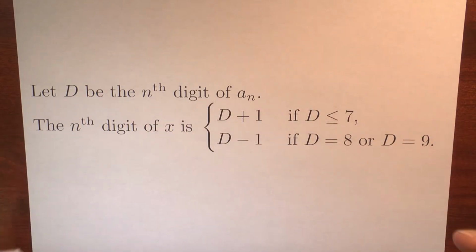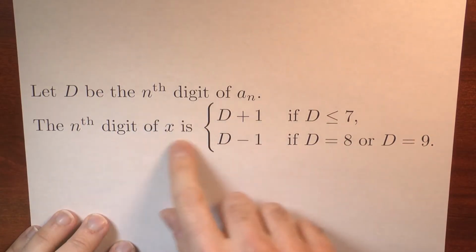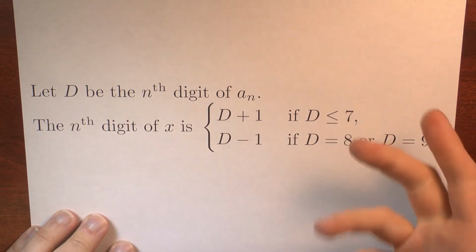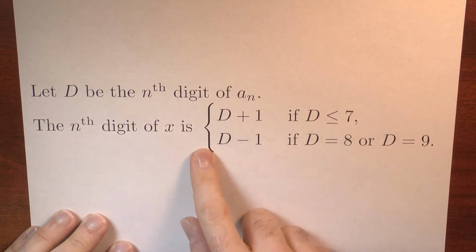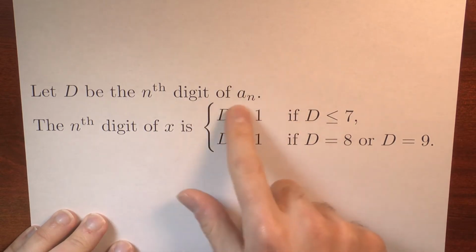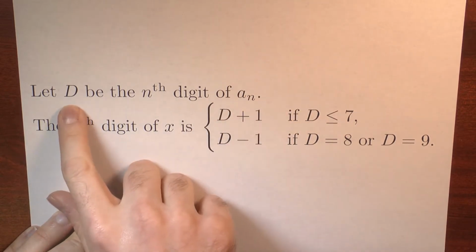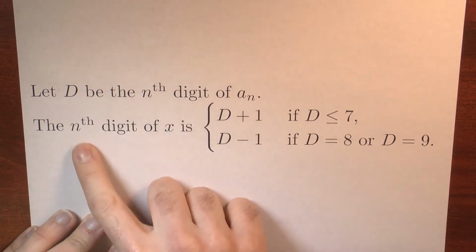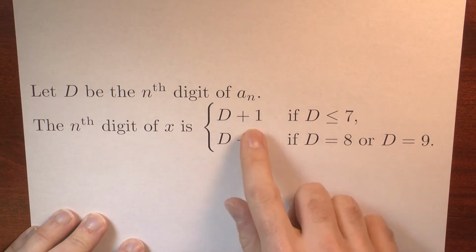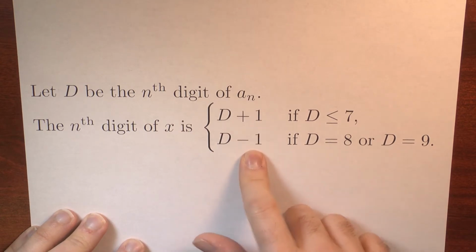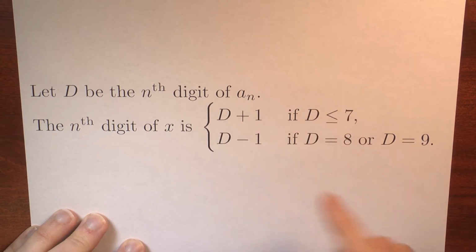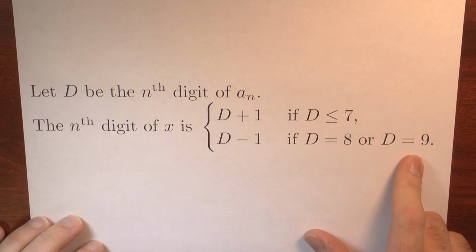So here's how I'll define this number x. I'm going to define this number x by telling you what the nth digit after the decimal point of this number is supposed to be. And I'm going to do that in terms of the sequence a sub n. So let's suppose d is the nth digit of a sub n. Then the nth digit of x is either 1 more or 1 less than d. I'll have it be 1 more than d if d is less than or equal to 7, and I'll have it be 1 less than d if d is 8 or 9.